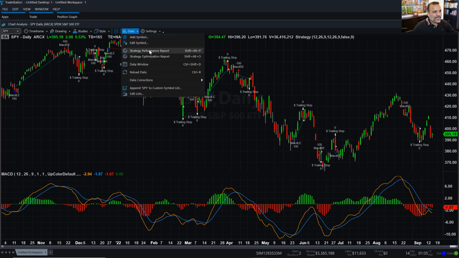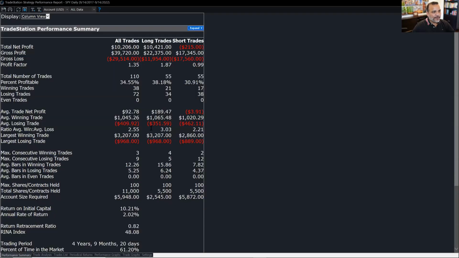So let's go ahead and go to the data and strategy performance report. This is the one that gives you the most net profit. But look at my profit factor, it went down to 1.35. So is this something that is better than the other one? I'm going to have to let you guys decide that. Take a look at the largest losing trade. We're up to 968. And the largest winning trade is 3,200. So it's a give or take. Of course, we are increasing our risk by increasing the amount of the dollar trail, but it's giving us an opportunity to make more money on the larger trades.